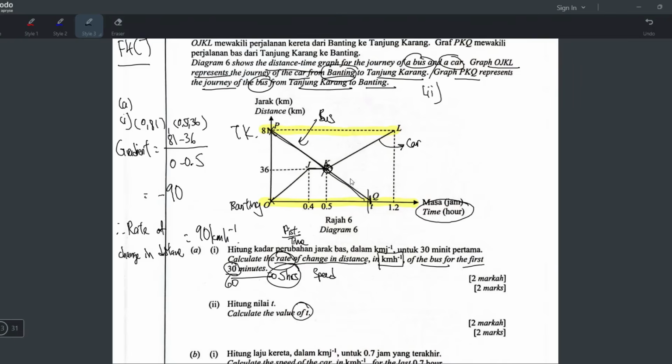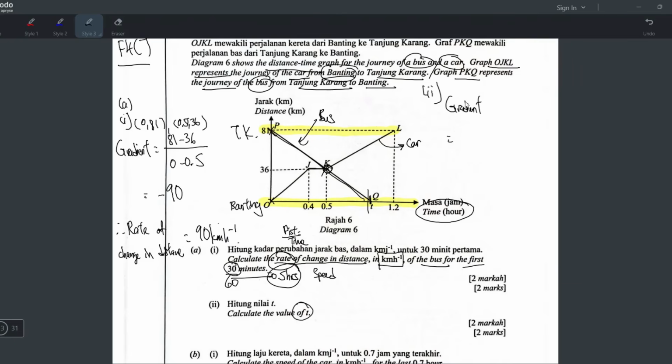Yeah, use gradient. Remember I told you just now, the gradient for PK and the gradient of KQ will give you the same answer. And why they have the same answer? Because they are collinear. Collinear means they are segaris. So when it is from the same line, that means its gradient must be the same. So what you can do is find the gradient for KQ. Find the gradient of KQ. And when you finding gradient of KQ, you won't have the value of T, but it's okay. Because the answer will be the same as negative 90.